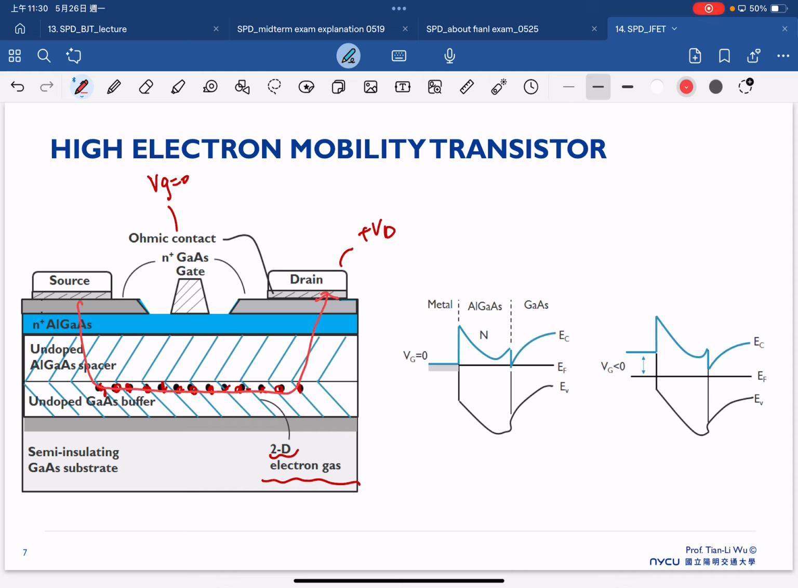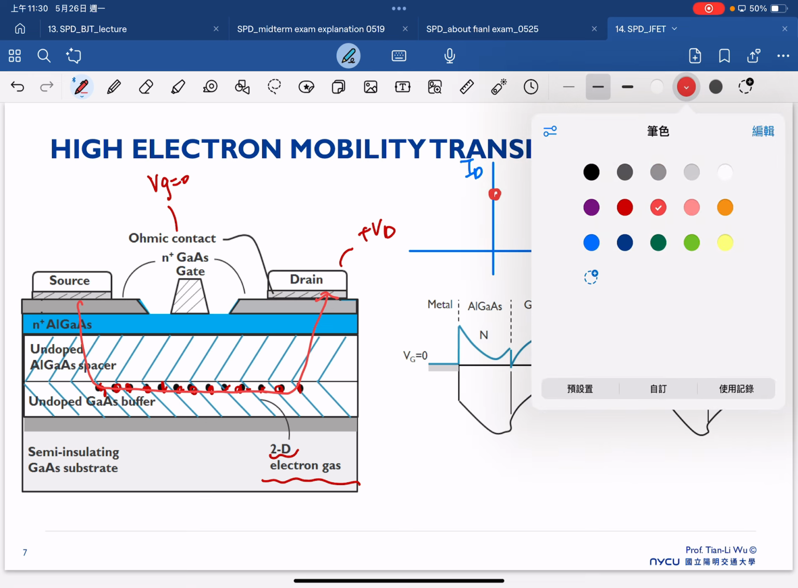So if you look at the characteristic for the ID-VG here, at the 0, we already have the current. So this is what we call the normally on or depletion mode transistor. So at VG 0 volt, we already have the current. But the problem is, how do we switch off?